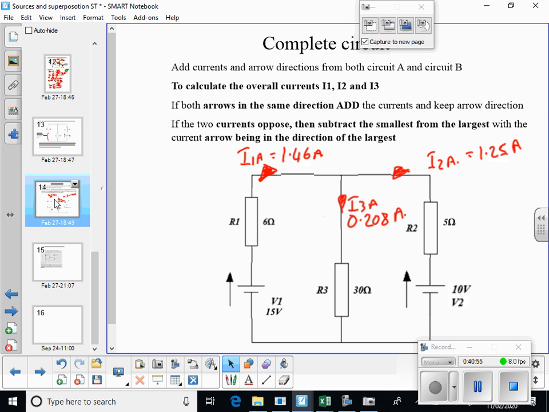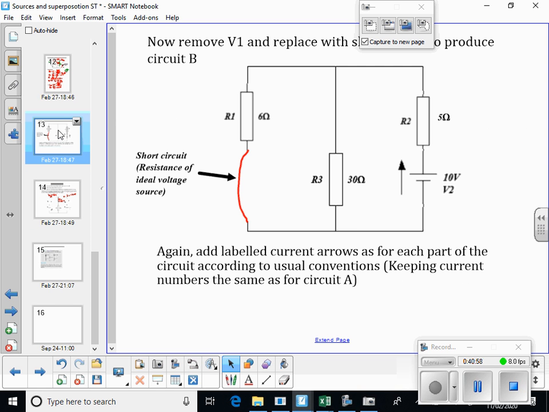So next part is remove V1 and replace it with a short. So going back to the original diagram, I've taken out V1 and replaced it with the internal resistance of an ideal voltage source, a short circuit. Okay, so now I've got voltage source 2. Which way is current flowing in the right hand leg? Put it up there. So that's I2B.